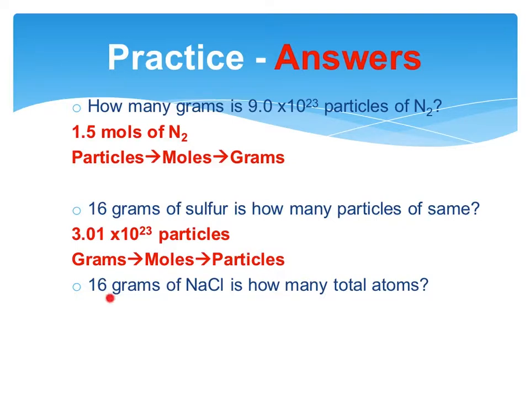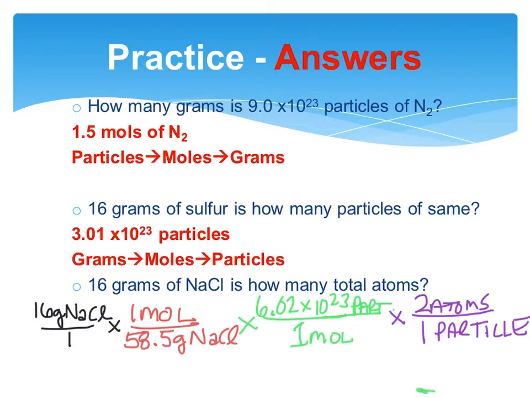The last one here I'm going to do with you together because it's a little bit more tricky. But I'm going to set it up first and then I'm going to walk you through it. So I'm going to stop the video real quick, set it up, and then walk you through how I did it. So I've set up the equation and I'm going to walk you through how I set it up. So the first thing is 16 grams of sodium chloride is how many total atoms, right? Now remember, each sodium chloride has 2 atoms in it. So when we get to the end, we're going to have to account for both atoms.